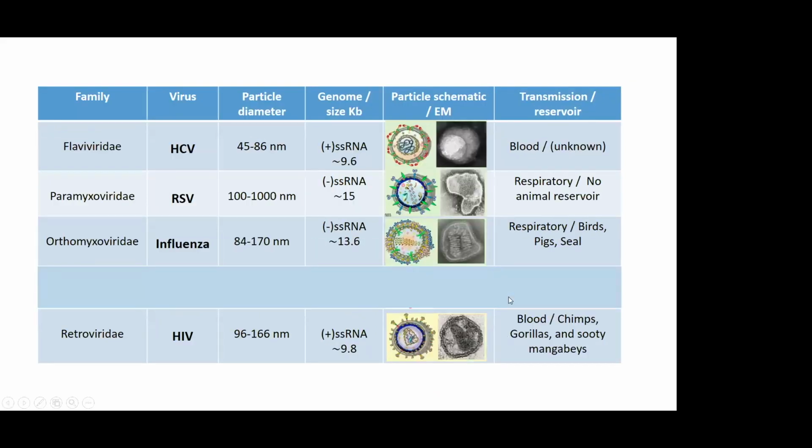RNA viruses, on the other hand, have mostly got reservoirs in nature. We know about the HIV situation and how HIV-1 came from chimps and gorillas, and HIV-2 from sooty mangabeys.